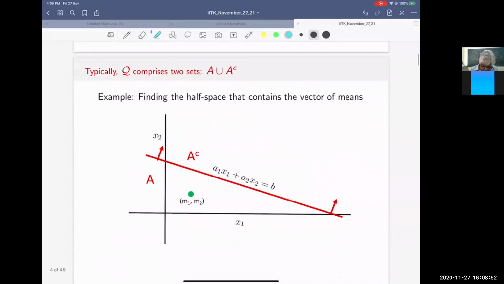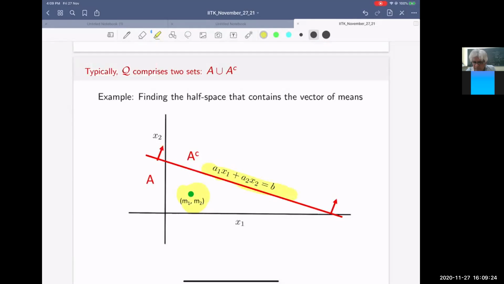So another problem which we'll think of, which is geometrically very pleasing, is this: suppose I'm given two arms, and suppose their means are M1 and M2. And suppose I'm given this hyperplane here. I don't know on which side of the hyperplane this vector of means lies. So the question I'm trying to answer while sampling from these arms is whether it lies in set A or in set A complement, that is, which side of the hyperplane it lies.